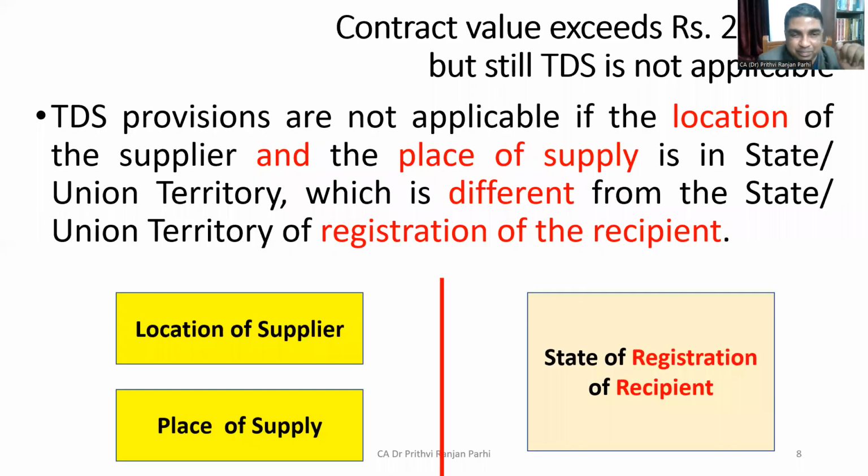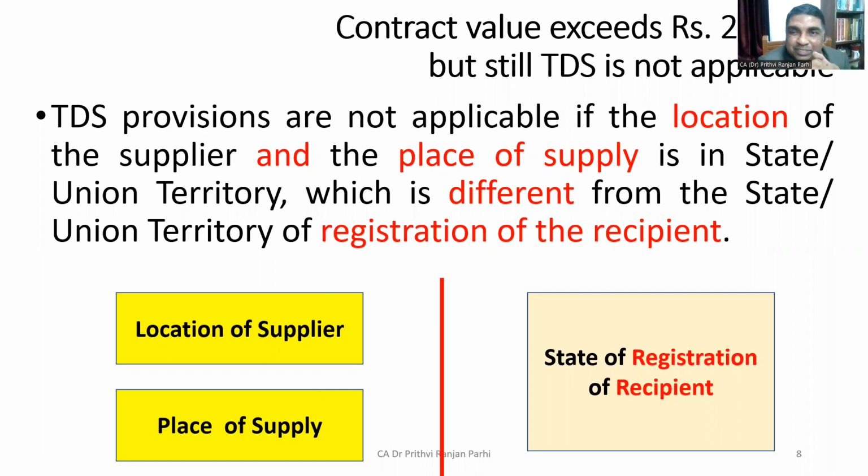Let us move further. Now, one important thing we need to understand at this stage: there are a few situations, and this is one of the situations, where TDS is not required to be deducted even if the contract value is exceeding 2,50,000. It is important for us. First, look at this chart or this picture. It will explain it to you. The situation is when the location of the supplier and the place of supply, these two boxes I'm talking about, are different from the state of registration of the recipient.